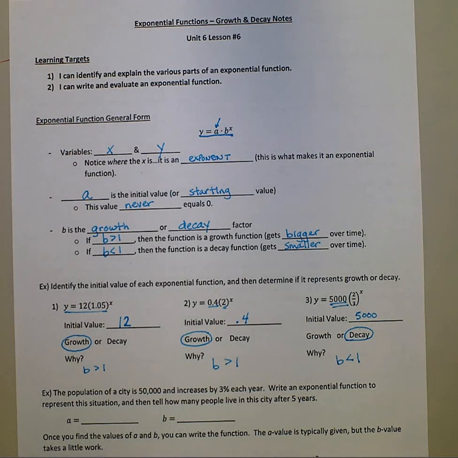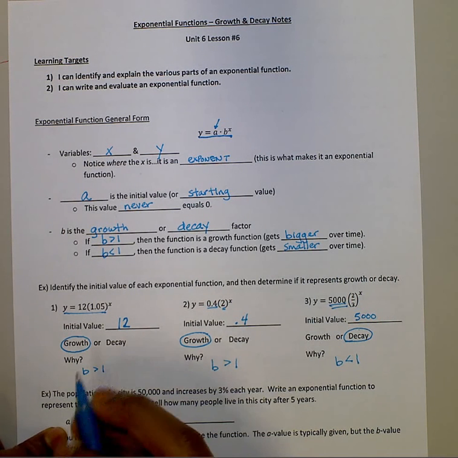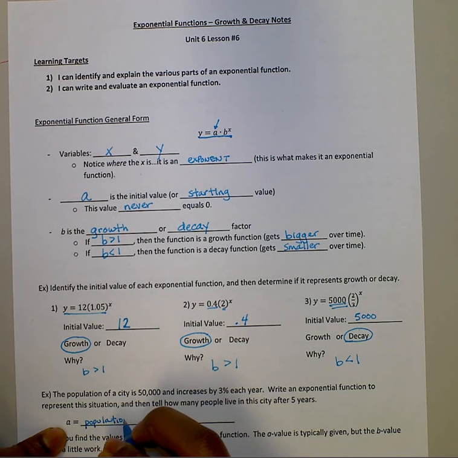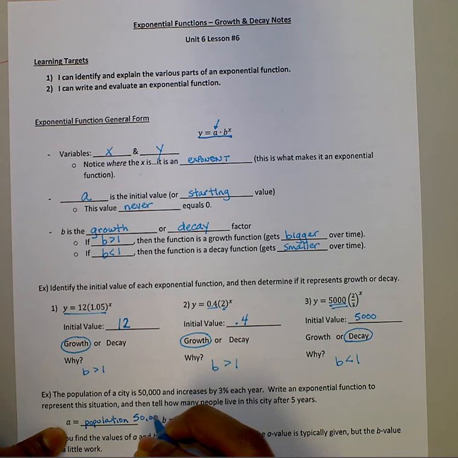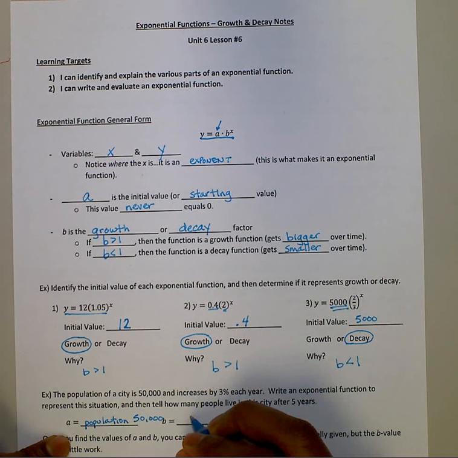So from there, we're going to try to be able to write and evaluate an exponential function given some information. So our first example says the population of a city is 50,000 and increases by 3% each year. Write an exponential function to represent the situation, and then tell how many people live in this city after 5 years. Okay, a, our initial value, deals with population. Our population is 50,000. b, our growth or decay factor, is a 3% increase.